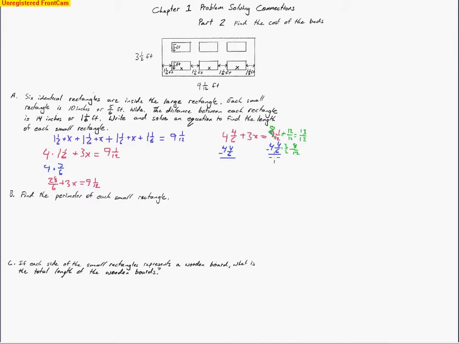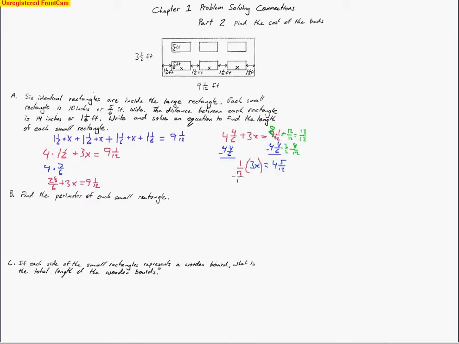So 8 minus 4 gives me 4, and then doing that subtraction I get 5/12, and this all still equals 3x. So now we need to divide by 3, and the way we're going to do that is we're going to multiply by the reciprocal.